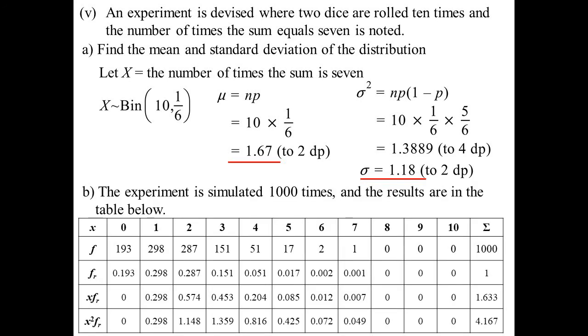Now, this experiment is simulated 1,000 times, and the results are recorded here. So 193 times, no 7s turned up. Sorry, no times did 10 of them turn up, get it the right way around. So find the mean and standard deviation of that simulation. Now, the mean will be the expected value, which is the sum of X times frequency, or relative frequency. X times relative frequency. So 1.633.